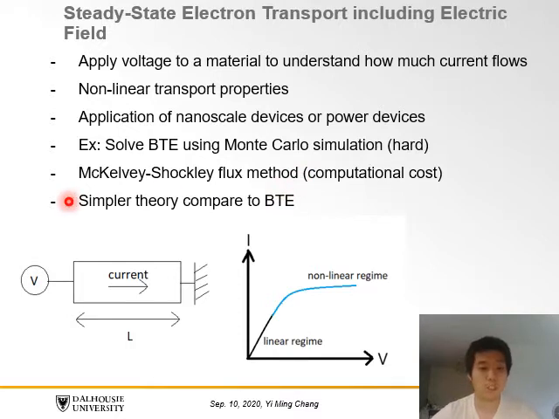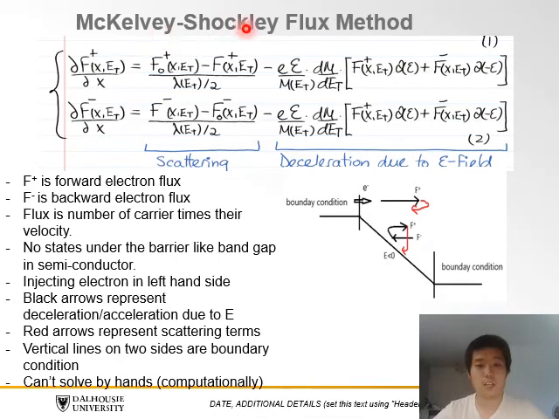It is a much simpler theory compared to the Boltzmann transport equation, and a simpler theory also means you can get physical insight more easily from it. The Shockley Flux method is basically two ordinary differential equations.